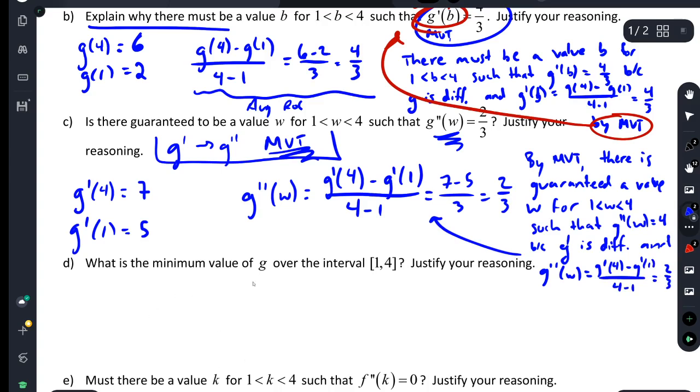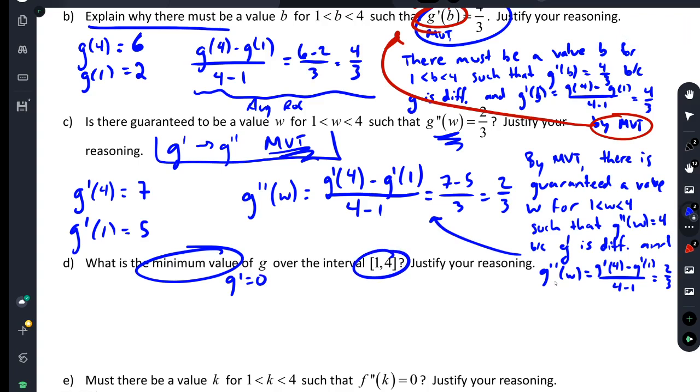All right, what is the minimum value? So this one's a little bit different. As soon as I see minimum, then a lot of times I think G prime equals 0, make a number line. But as soon as I see over an interval from 1 to 4, now actually I'm still thinking that, but I'm mostly thinking, okay, wait, this is actually kind of an EVT problem where I'm going to have to do an absolute min or max.